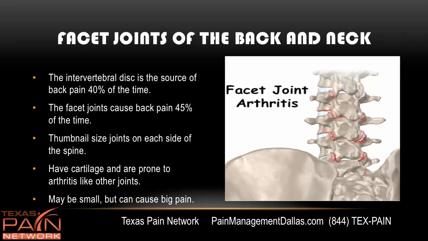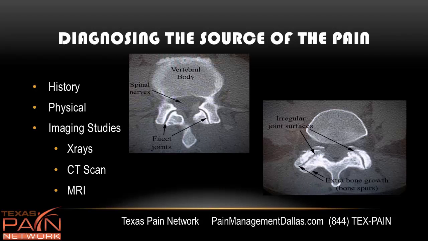The facet joints of the back and neck, you can see on this image here, are these small thumbnail-sized joints on either side of the spine at every level. They are the cause of back pain about 45% of the time. The disc is the cause about 40% of the time, and then you have the SI joints and other things about the other 15% of the time. These facet joints do have cartilage, just like the hip, the knee, and other mobile joints, and they are prone to arthritis. They can be small, but they can be a huge source of pain.